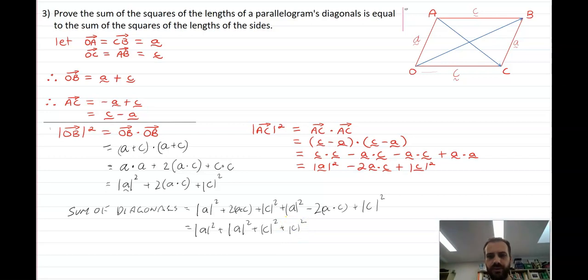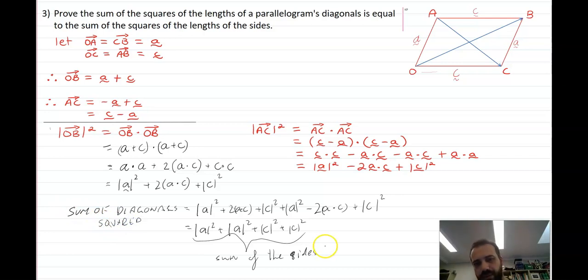All right, that's our proof, because take a look. I'm saying the sum of the diagonals is equal to all of this, which is equal to A squared plus A squared plus C squared plus C squared. The sum of the diagonals squared is equal to the sum of the squares of the sides.